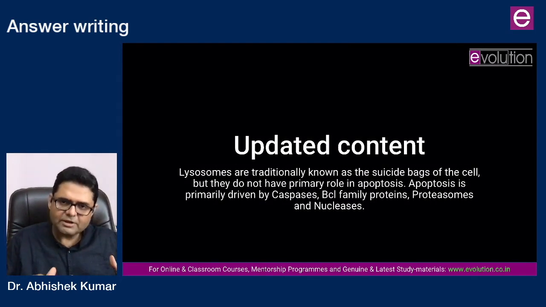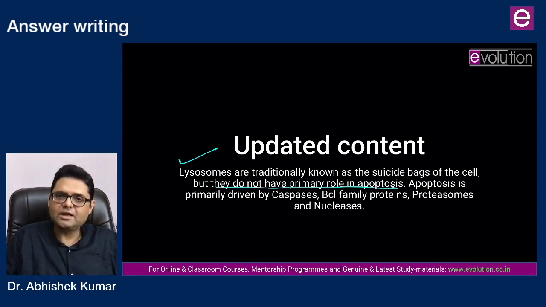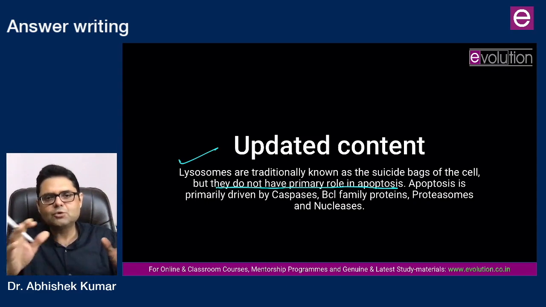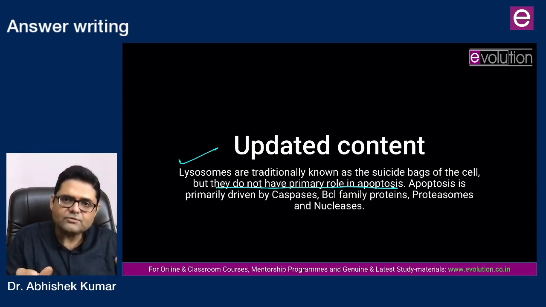So when you read updated textbooks, you will get something like: lysosomes are traditionally known as suicide bags of the cell, but they do not have a primary role in apoptosis. That's it. Older textbooks will give you a full account of how lysosomes are responsible for cell death. But the fact of the matter is that since the 1980s, it is known that they do not play a primary role in apoptosis.